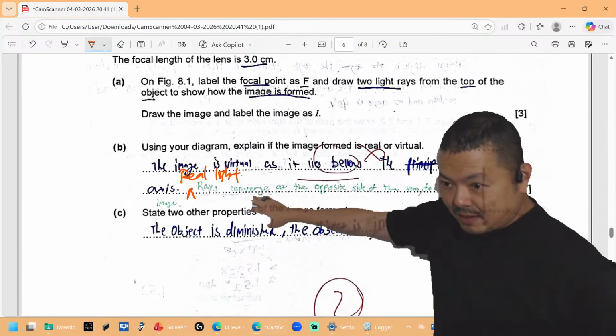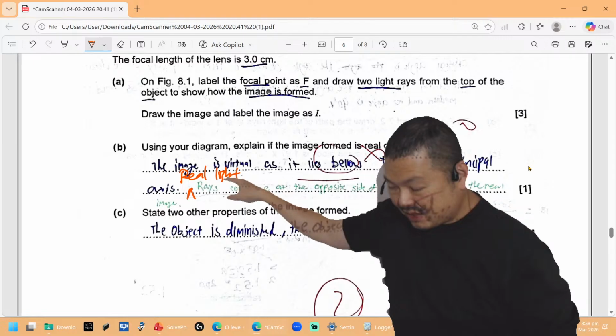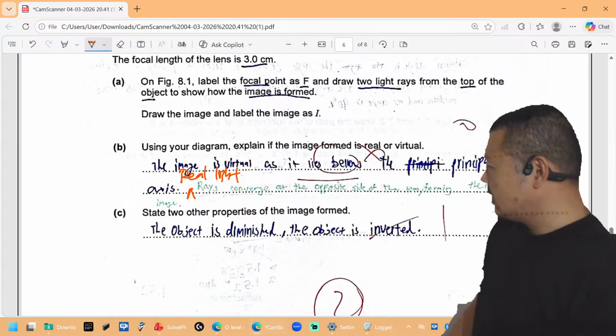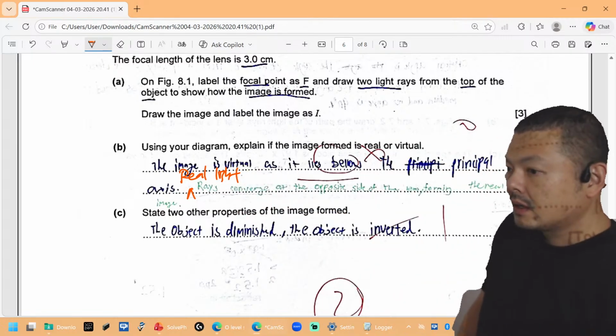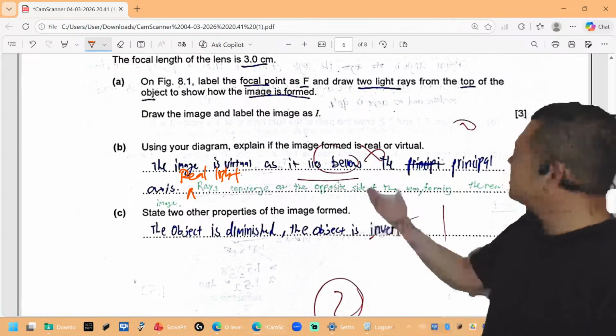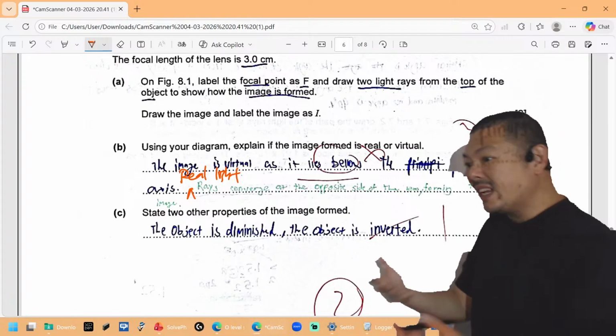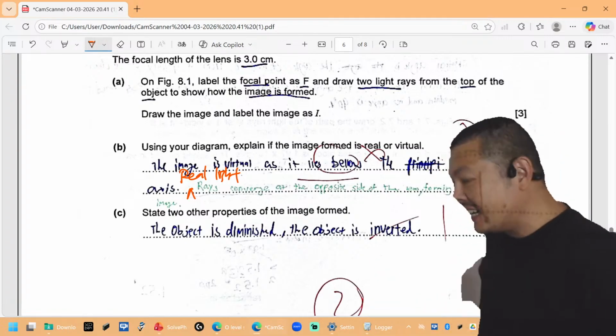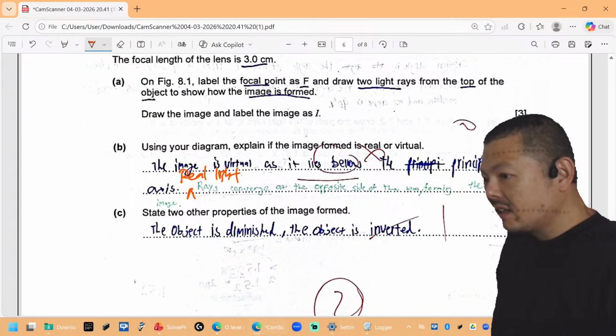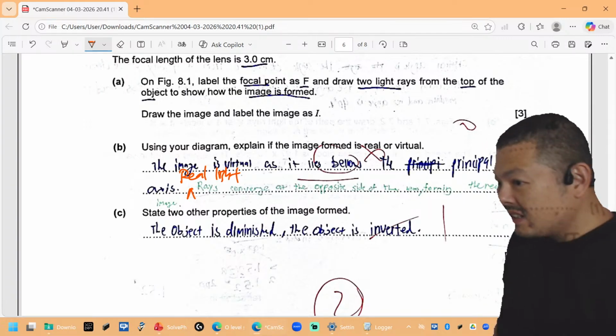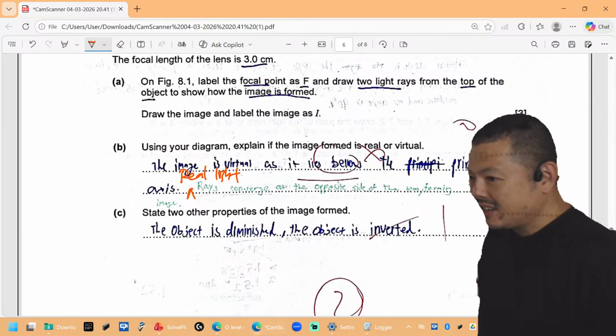I know this is the answer key, but I want you to write this. This one I want you to improve on your answers, even if it's the answer key. I know lah, converging below the principal axis doesn't make it real. The reason why it's real is not because it's converging under the principal axis. Do you see a screen? Did they say that it was captured on the screen?